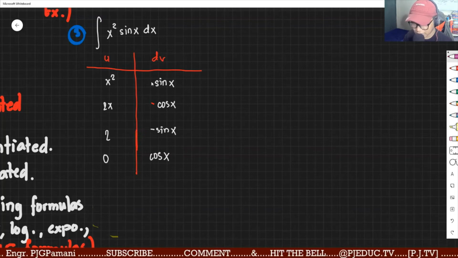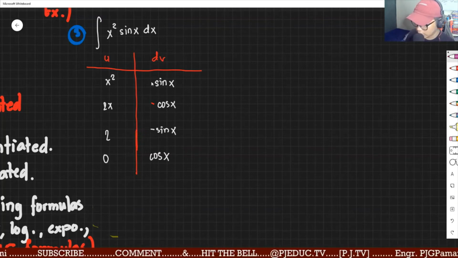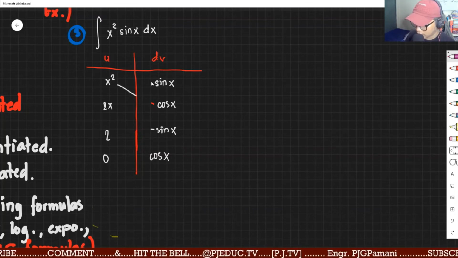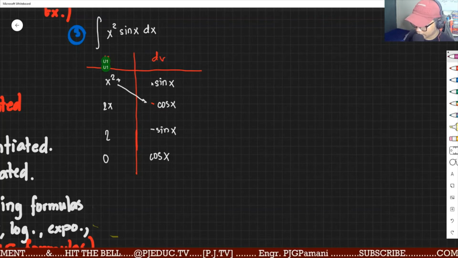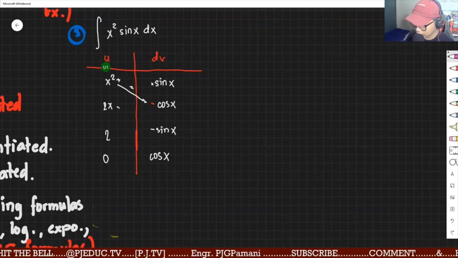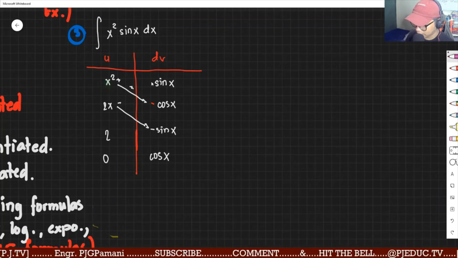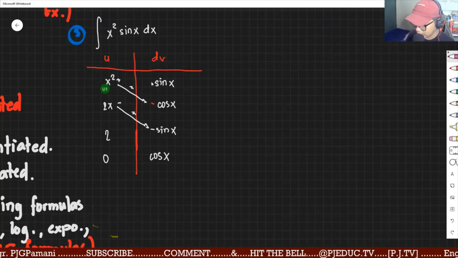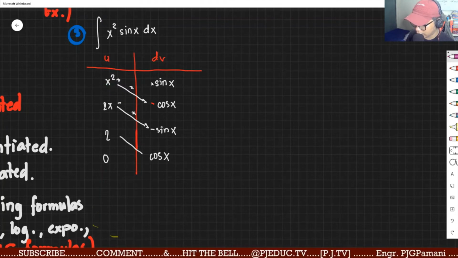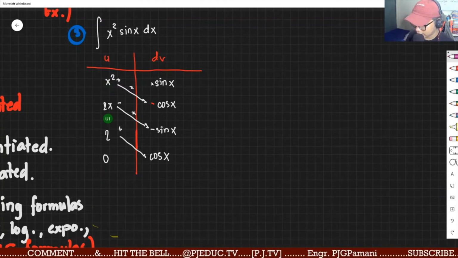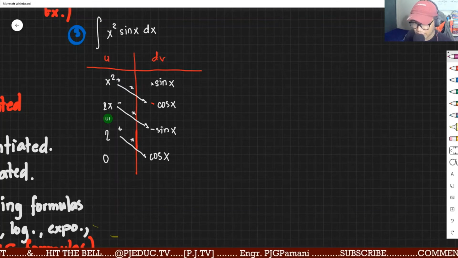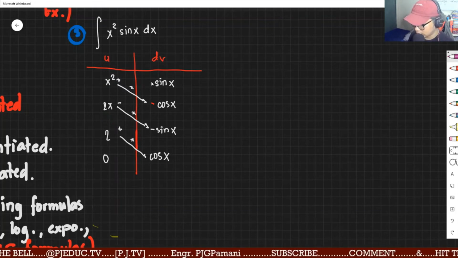Ito na ngayon yung sinasabi ko kanina. 4 rows. Row 1 to row 2, positive, multiply. Row 2 to row 3, subtract from the first term, then multiply. Row 3 to row 4, positive, and multiply. Ganun lang yan.